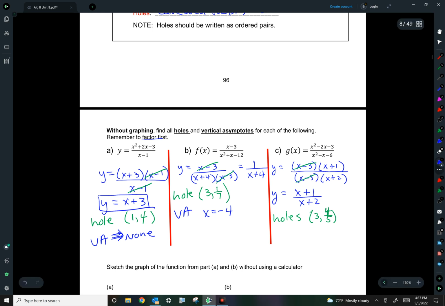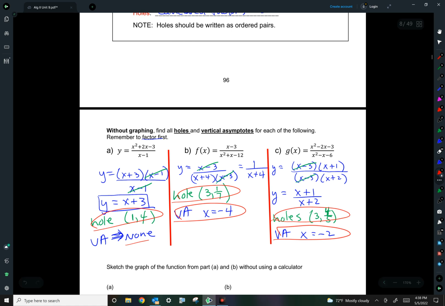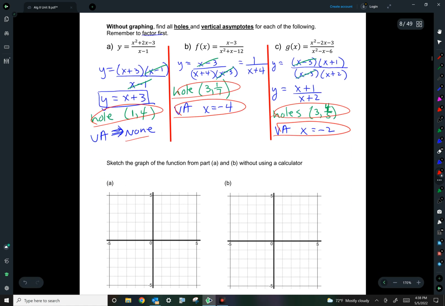And then my vertical asymptote, well, go to your simplified version. What would make that denominator be 0? Wouldn't it be when x equals negative 2? So I want to make a point. Notice every vertical asymptote I wrote in the form x equals when there was one. And every hole I gave the answer as an ordered pair. Okay? So what does this look like on the graph?